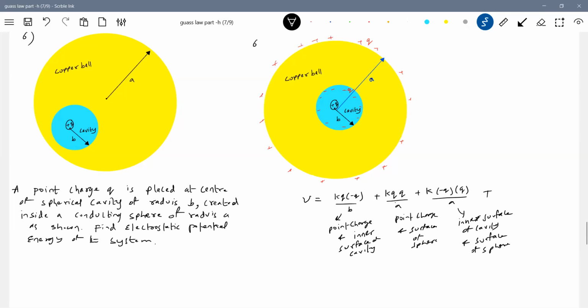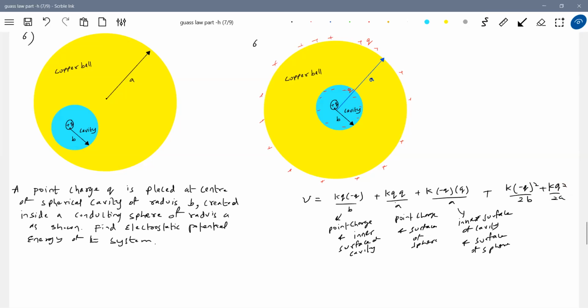plus the self energy of this, kq square by 2b, self energy of this kq square by 2a. This will be the overall electrostatic potential. Minus kq square by a plus kq square by a. These two will cancel out. Minus kq square by b, minus kq square by 2b. Or kq square by 2b this is. And we have kq square by 2a.